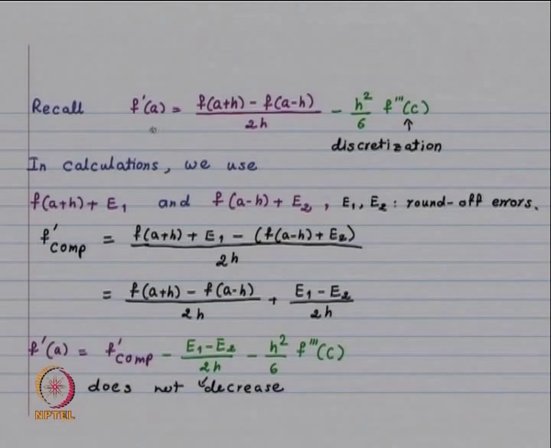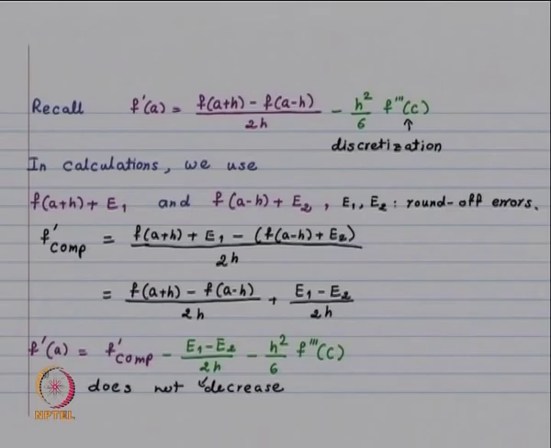So, we have got f dash of a is equal to f of a plus h minus f of a minus h by 2h, and this was the discretization error. In calculations, instead of f of a plus h, we will have f of a plus h plus e1 and f of a minus h plus e2, where e1 and e2 are round off errors. So, instead of computing this quotient, what you will be computing will be f of a plus h plus e1 minus f of a minus h plus e2 divided by 2h. So, this is nothing but f of a plus h minus f of a minus h divided by 2h plus e1 minus e2 by 2h.